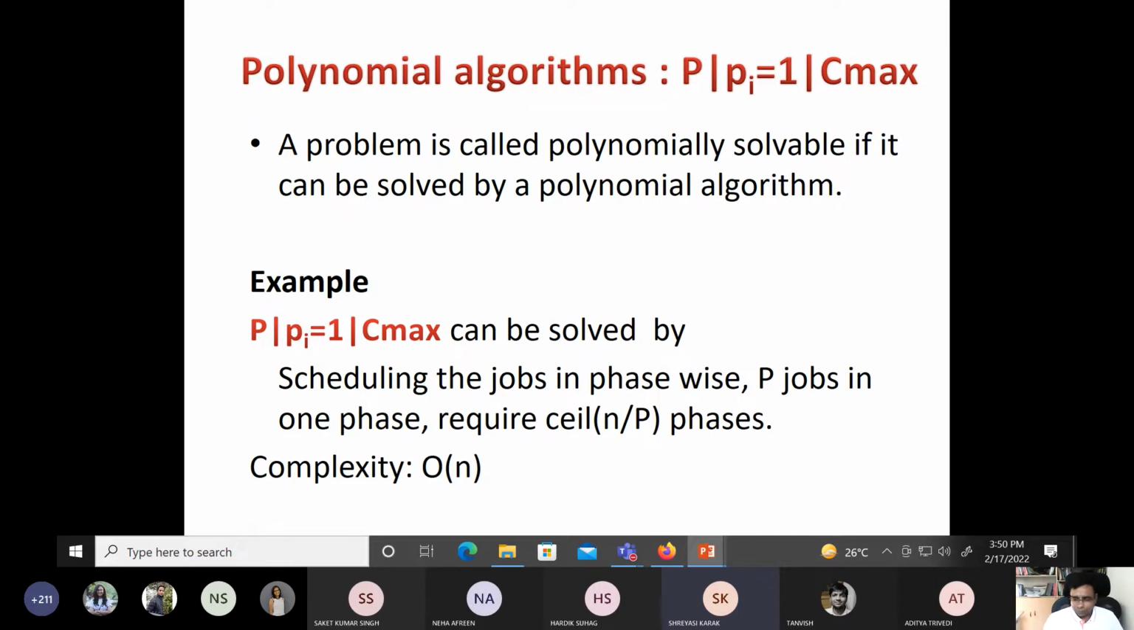So this is another problem. What is this problem? P, then Pj is equal to 1, and then Cmax. What is the problem?